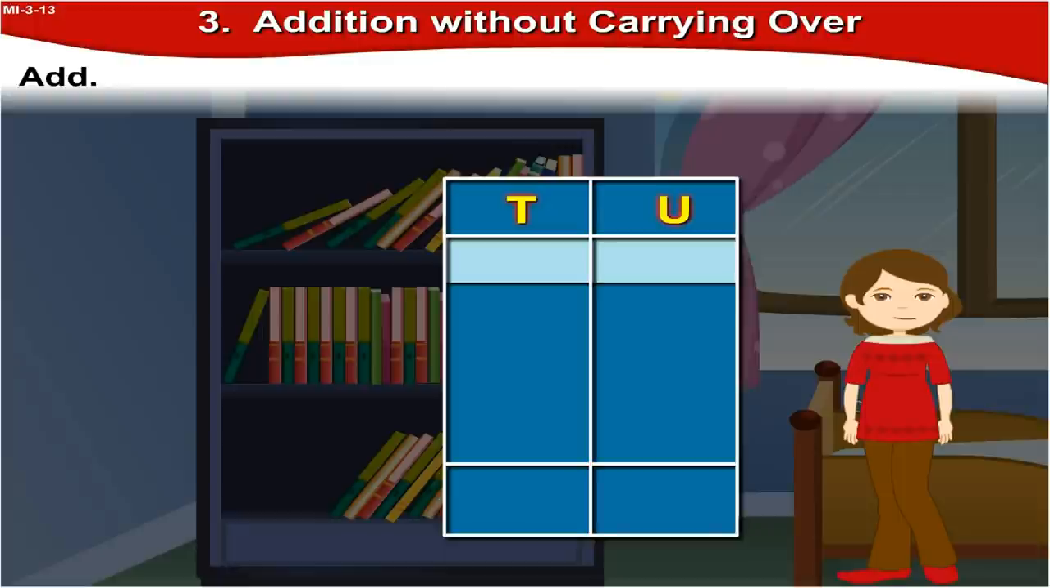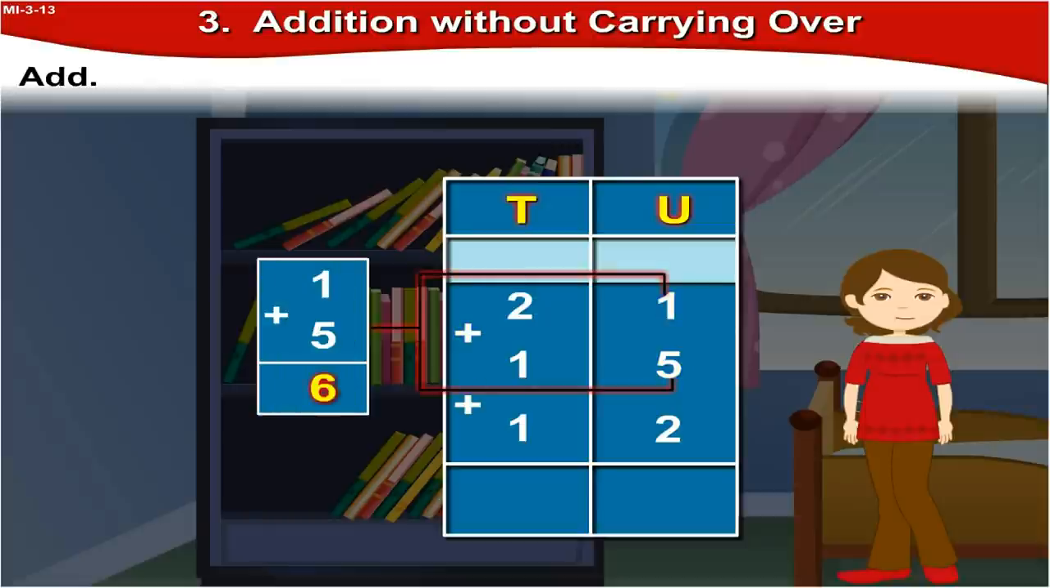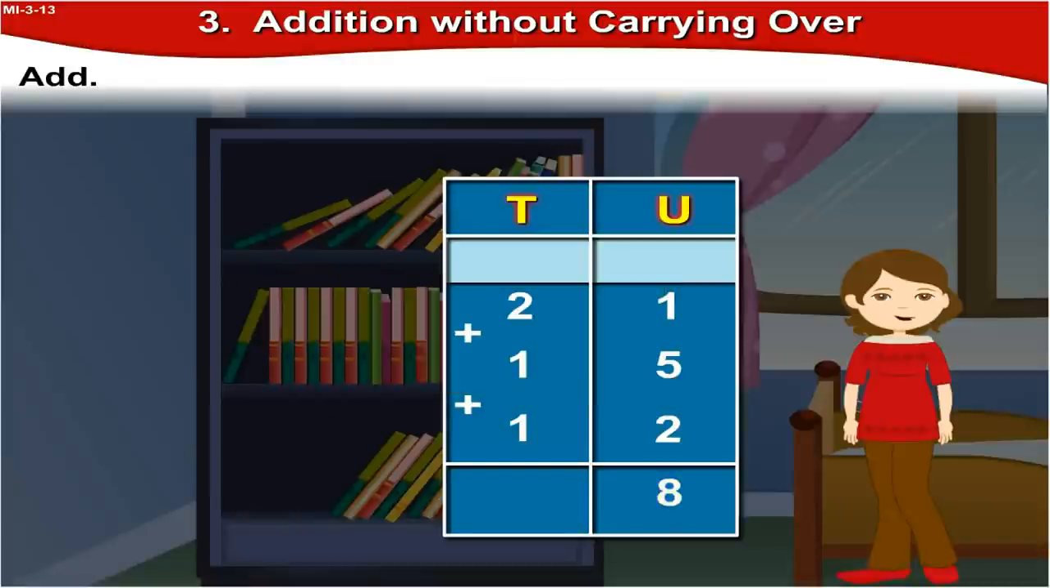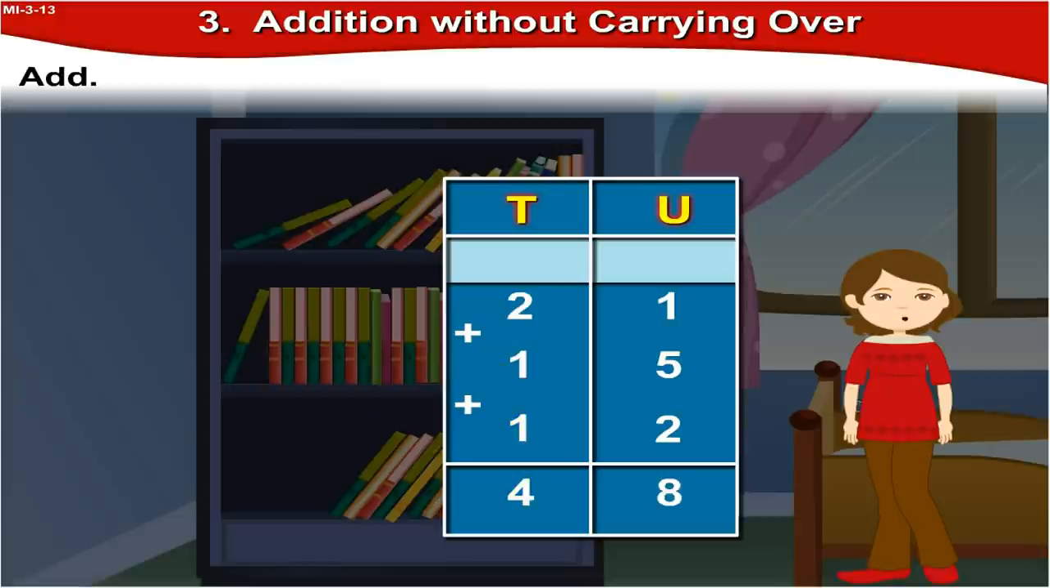which means it is 8 tens 7 units, that is 87. Now the next sum, 21 plus 15 plus 12. Now they are already arranged in vertical order. In the units column, 1 unit plus 5 units is 6 units, plus 2 units is 8 units. In the tens column, 2 tens plus 1 ten is 3 tens, plus 1 ten is 4 tens, which means it is 4 tens and 8 units, that is 48.